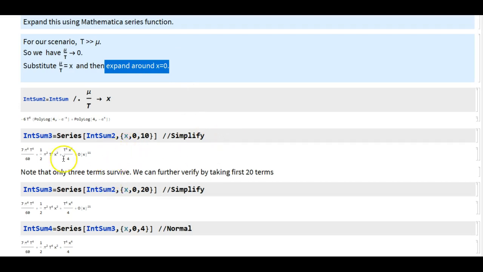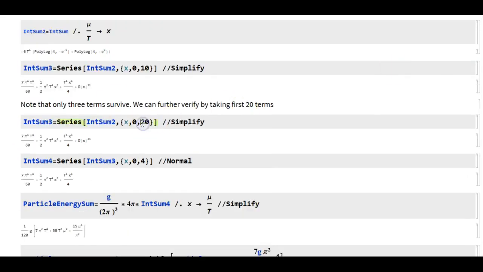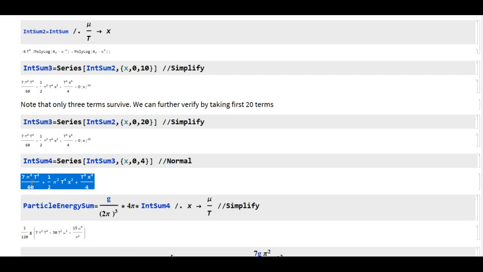After expansion, you see that only 3 terms survive, even though I am expanding up to 10 terms. You can see that even if you try to get more terms, like up to 20 terms, you always see 3 terms survive. So in order to get the 3 terms which survive, only the terms up to x to the power 4 survive. So I would say give me the series expansion up to x to the power 4. And again, I am using the Normal command, because if I don't use it, you see that I get one additional term here.